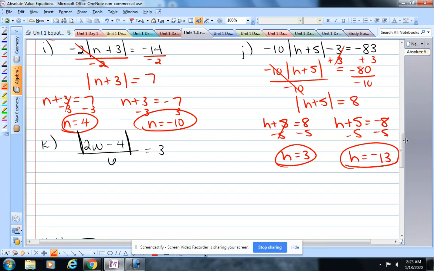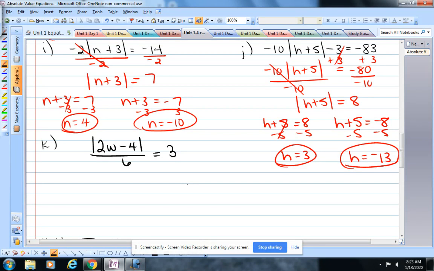Okay, something else to notice is the absolute value is only on the numerator. Let me rewrite that. 2w minus 4. Absolute value of 2w minus 4, divided by 6 equals what number? 3. Okay, good. That's a little neater.